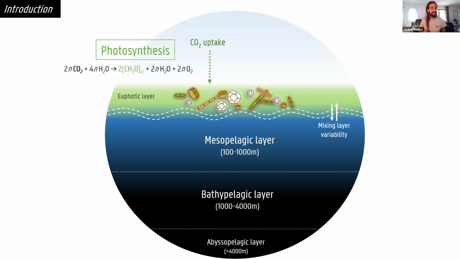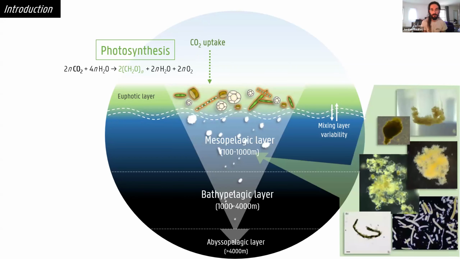This phytoplankton could then be transferred into higher trophic levels, such as zooplankton and fishes. But it can also sink through the water column via aggregate formation and also the fecal pellet emission from zooplankton and fish. As you can see in the different pictures, there are different types of phytoplankton aggregates and also fecal pellets.